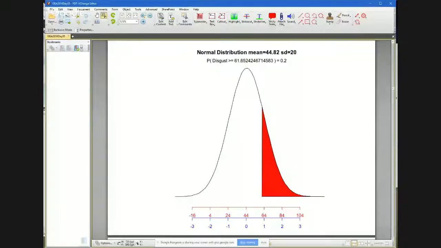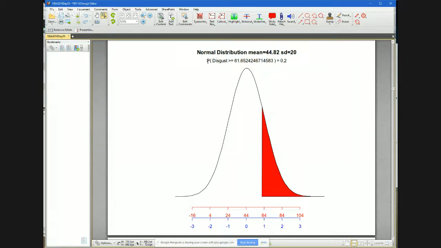Okay, so I got a question about this slide here. This is slide 14 from day 5. The person was asking, why is it shaded to the right and not to the left? I think you can see what I'm drawing here. The only reason it's shaded to the right and not the left is the actual question we're asking.